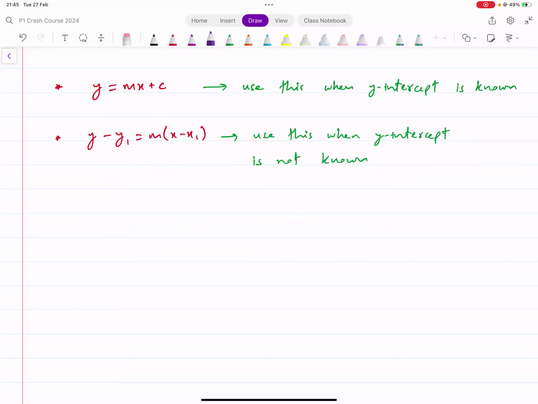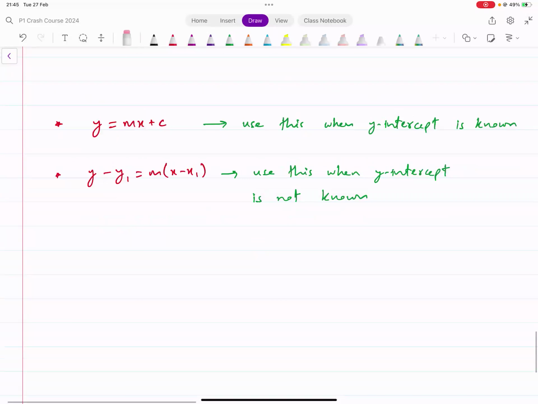We will be using this one in most of the problems that we do from now on in coordinate geometry and later on in differentiation, in functions. You will see this being used a lot. Okay, any questions? Any questions on this? Any problems, anyone?